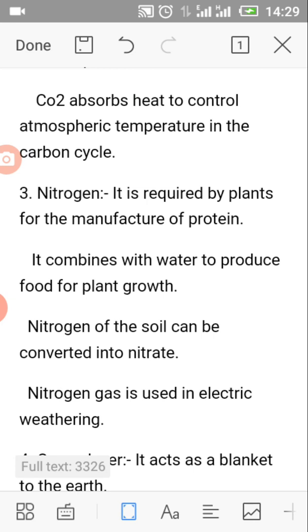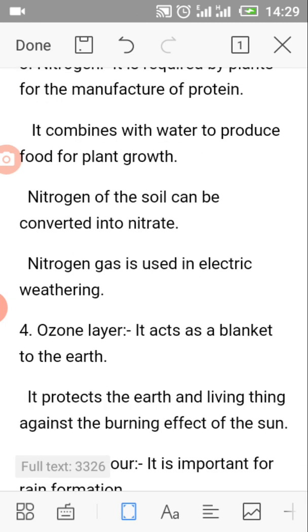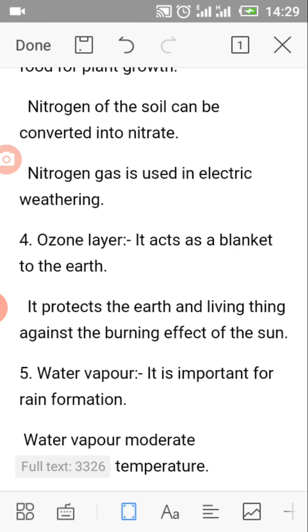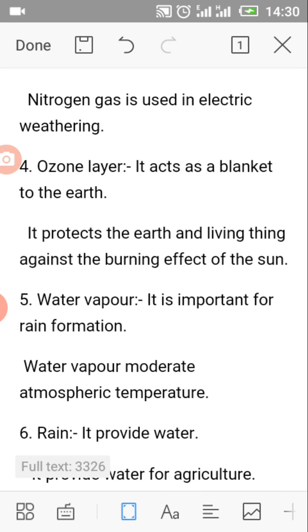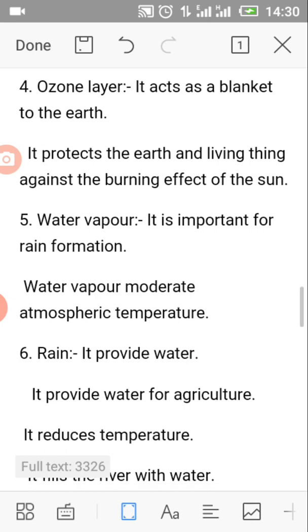Nitrogen. Nitrogen is required by plants for the manufacture of protein. It combines with water to produce food for plant growth. Nitrogen of soil can be converted into nitrite. Nitrogen gas is used in electric weathering. Ozone layer. It acts as a blanket to the earth. It protects the earth and living things against the burning effect of the sun.